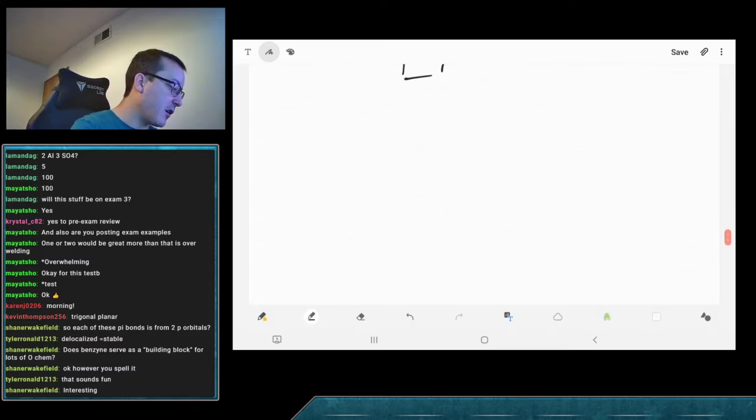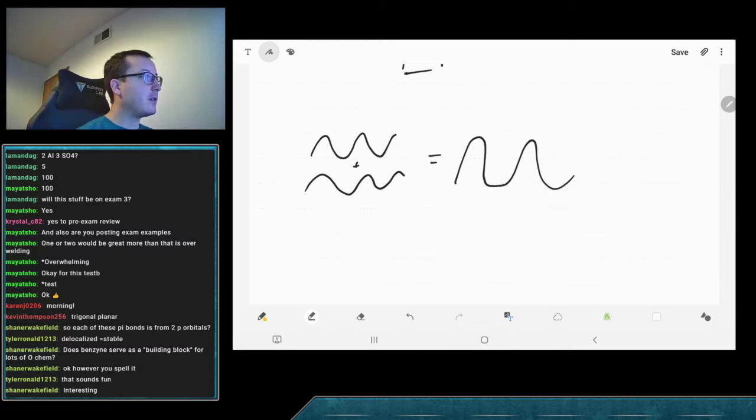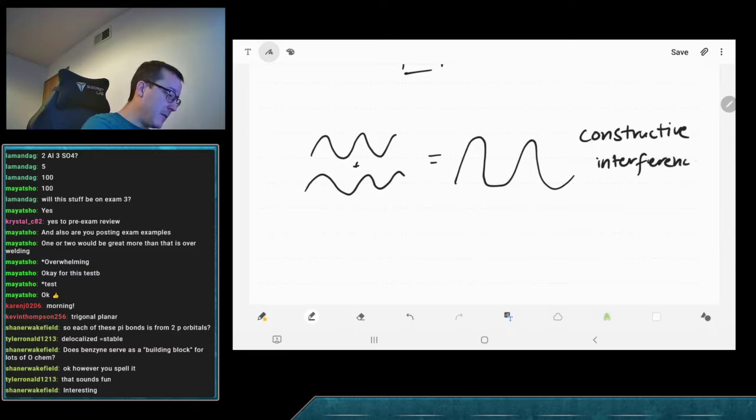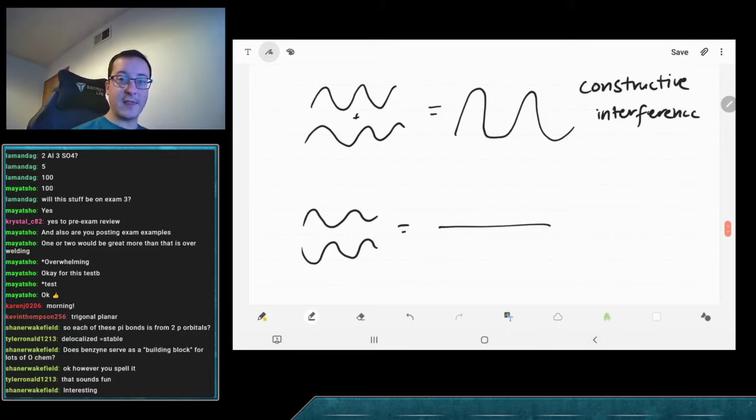Actually, before I go through this, let's go back to waves for just a second. If we put two waves together, remember, if we add these two, we just get a big wave, right? This is called constructive interference. I believe we did this a little bit earlier. If we put two waves together that are the opposite of each other, out of phase with each other, we get nothing. And this is destructive interference.